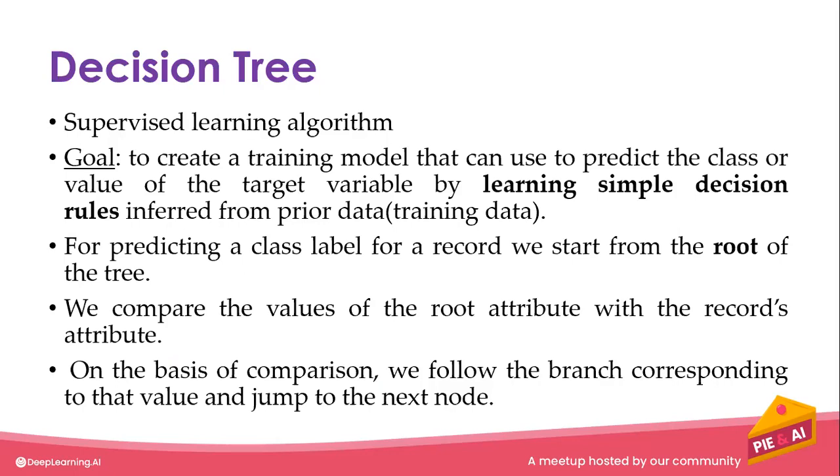A decision rule is basically making a decision at each and every internal node of the tree. We are predicting a class label by starting from the root of the tree. So first is the root of the tree, and following the root, we predict each class label associated. We compare the values of the root attribute with the record's attribute, and we follow the branch corresponding to the value and jump to the next node. You'll understand it more properly if you see an example.